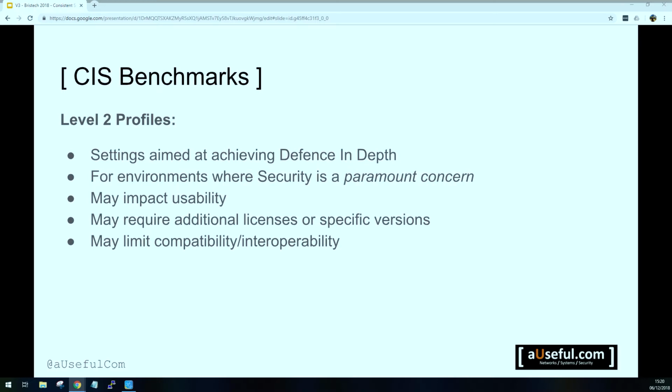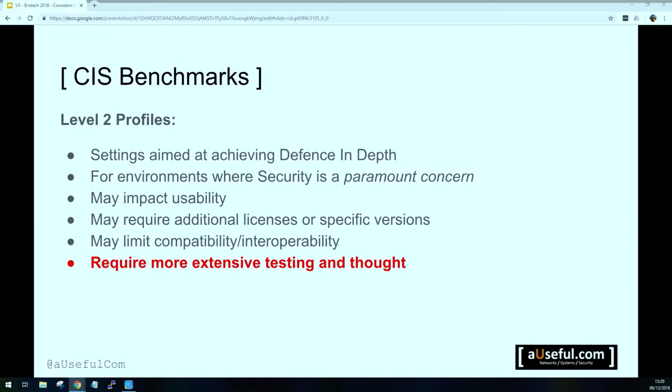So as an example, there's a level 2 change in OSPF for authentication in the new Junos benchmark. And if you apply that, there are some Cisco routers you're just not going to be able to work with anymore because they don't support that extension. So you want to be a little more cautious testing and applying these.